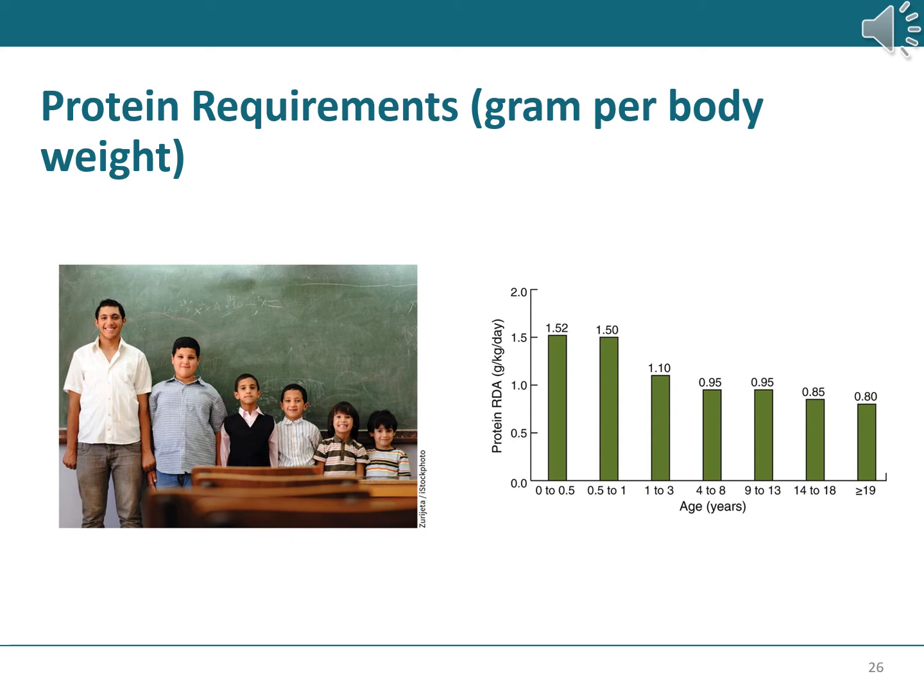So you need a lot of protein as a young child or baby or even as a teenager. And this comparative amount of protein goes down as you age. And that's because there's a lot of growth that occurs when you're younger.